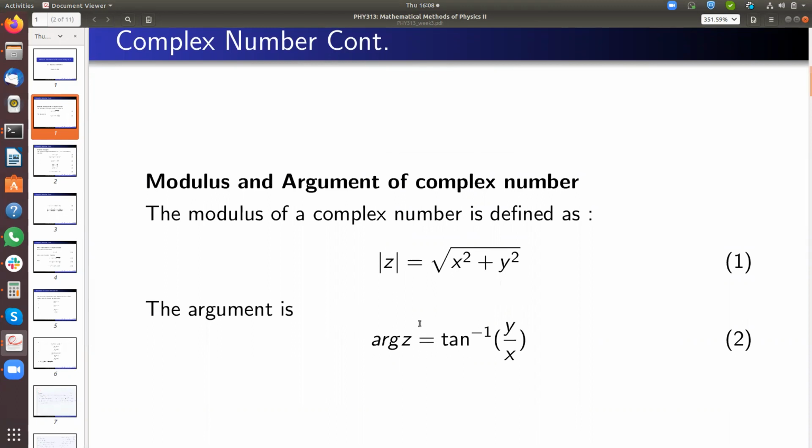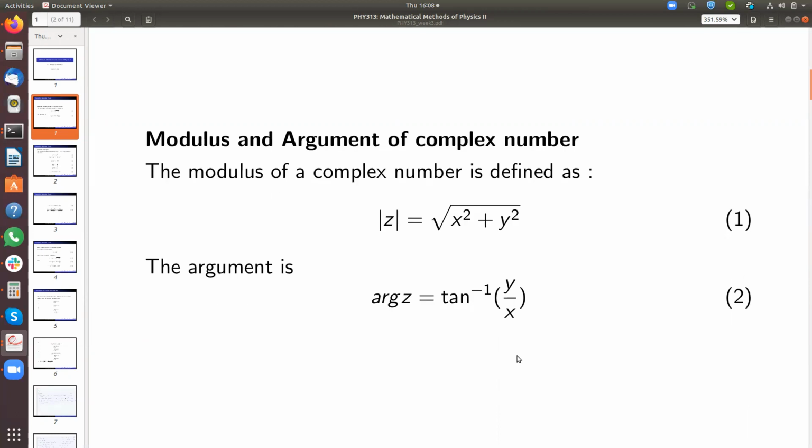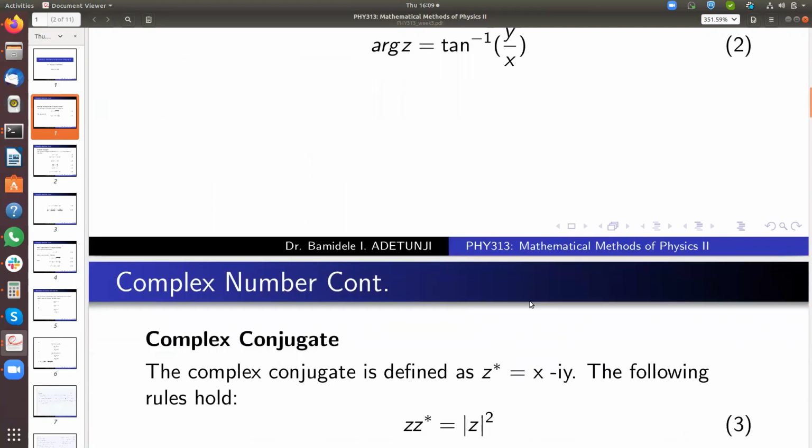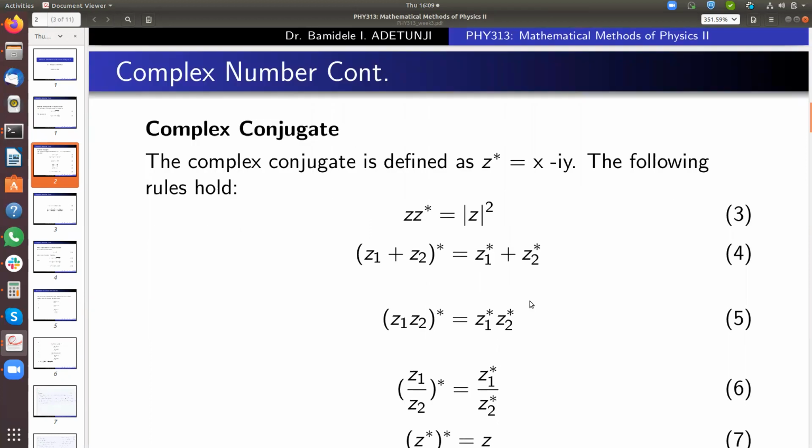So the argument is written as arg z, which is equal to the arctan of the value of y divided by the value of x. If you are asked to compute the modulus given a complex number, you apply equation 1. If you are asked to compute the argument of a complex number, you use equation 2. Hope that is clear.